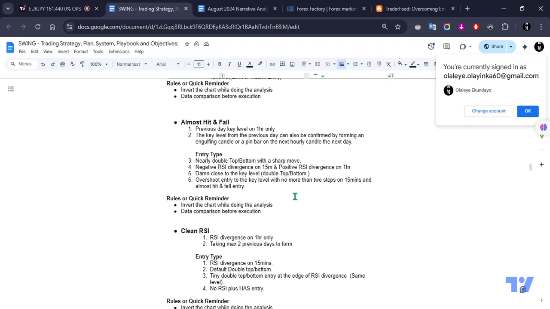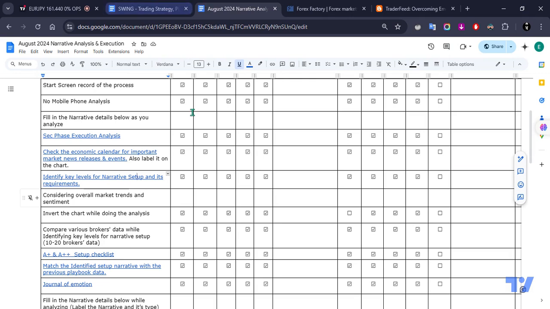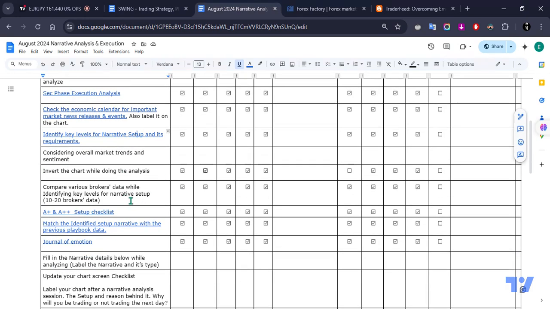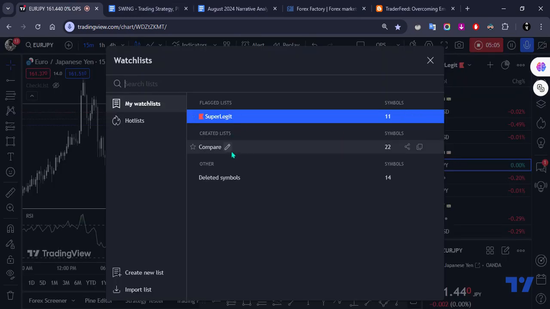Nearly an entry, yeah, but with a sharp move? No sharp move. It's more like a choppy move, so that disqualifies it. So let's move on to the next one. Okay, in fact, we've done that. Let's compare various data.